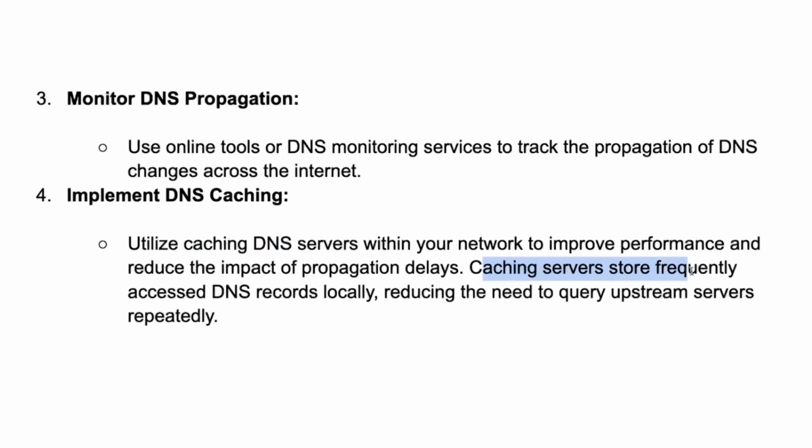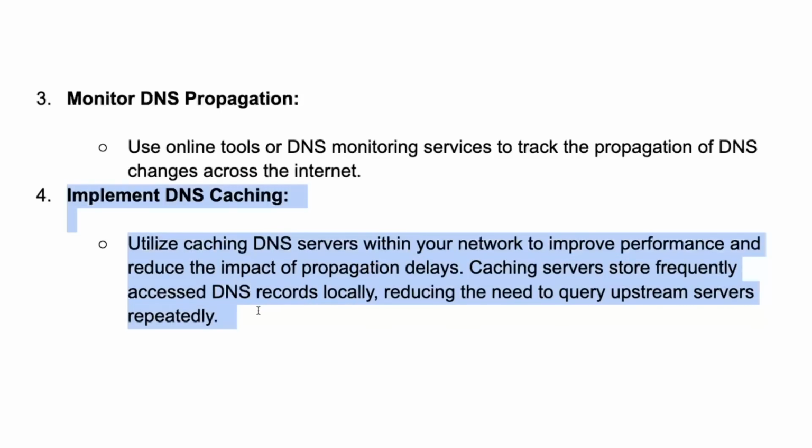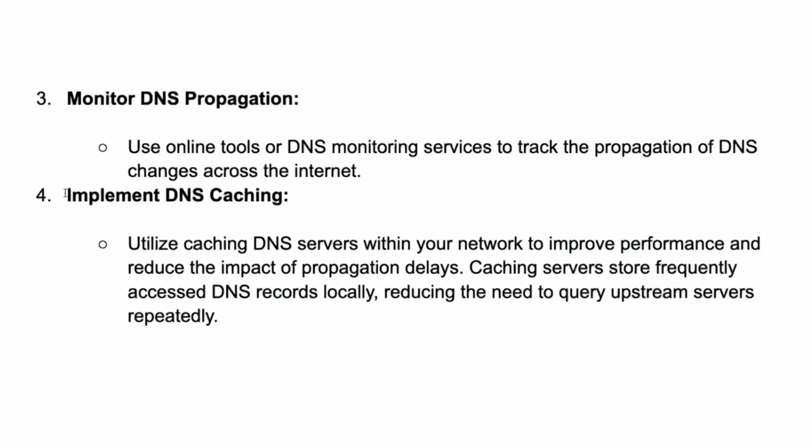So caching servers store the frequently accessed DNS records locally, and it reduces the need to query the upstream servers repeatedly. So it increases speed drastically. Now, whether or not this would actually help your DNS configuration issue is a different element. This is mostly for just increasing speed for being able to access a website. And that's also the reason why it's number 4.